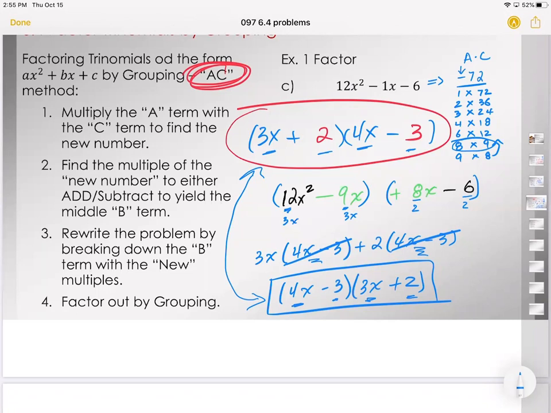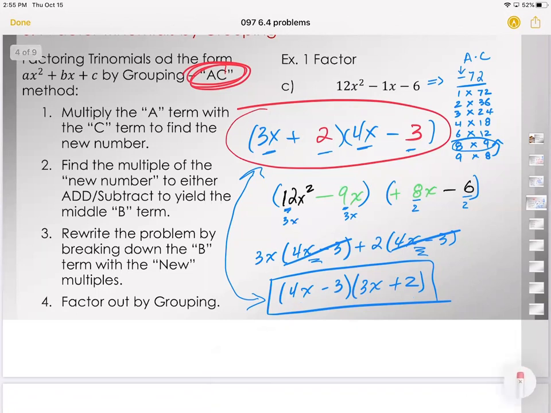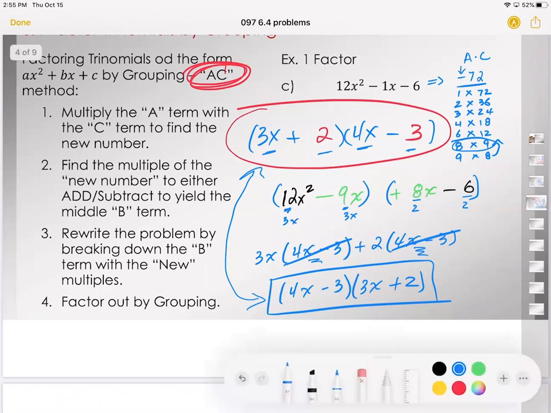If you're good with the times table, you can guess them out. If you're not good with the times table, this is the only option: take the A term, times the C term, find the multiples of that which either add together or subtract to give you the B term, rewrite the problem, and factor out by grouping. Okay, so it's up to you.